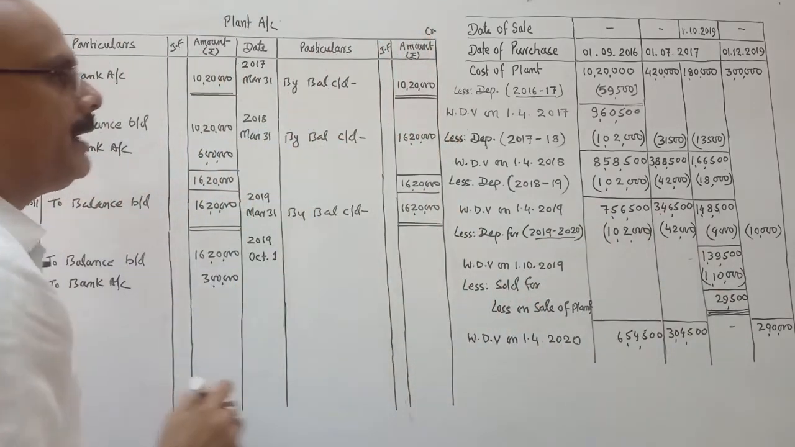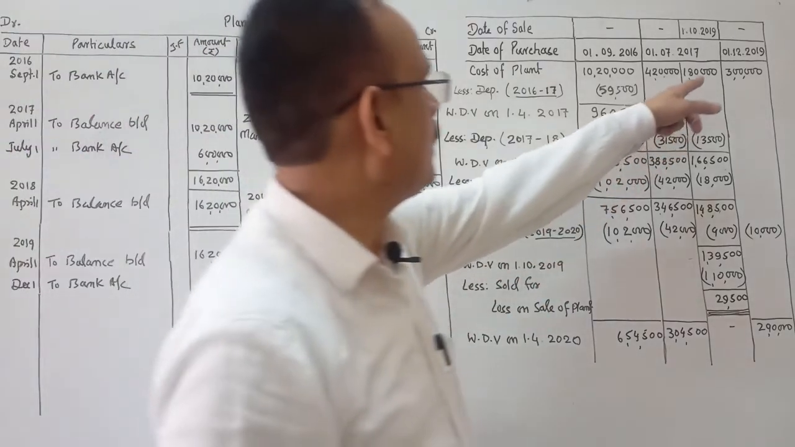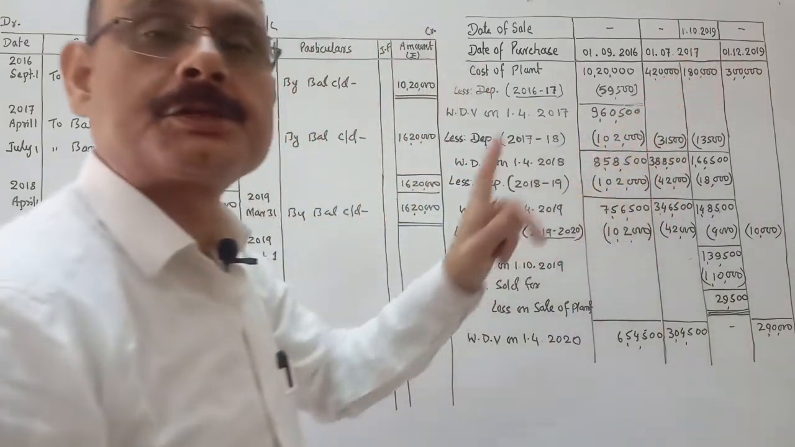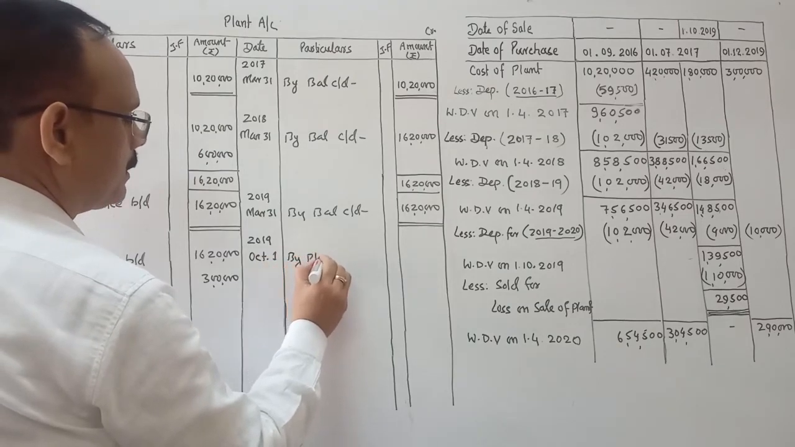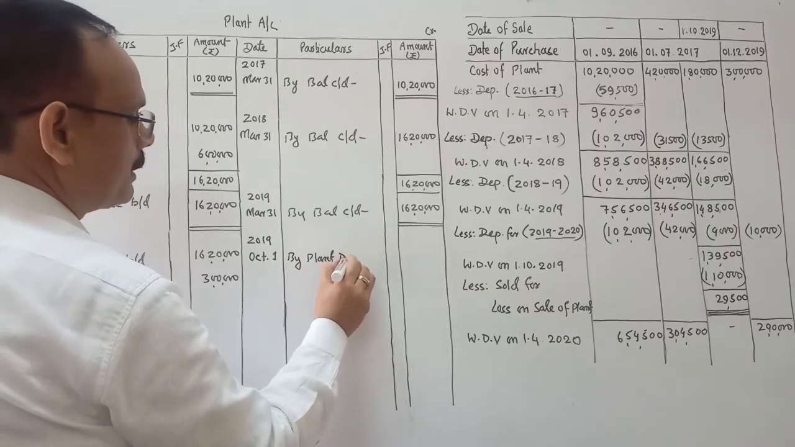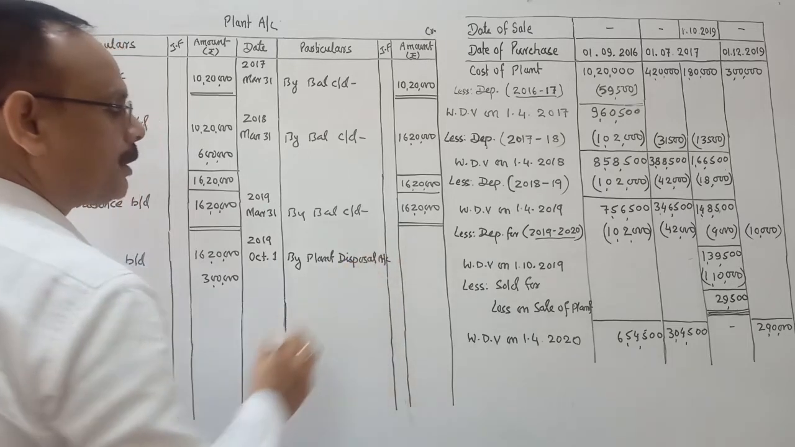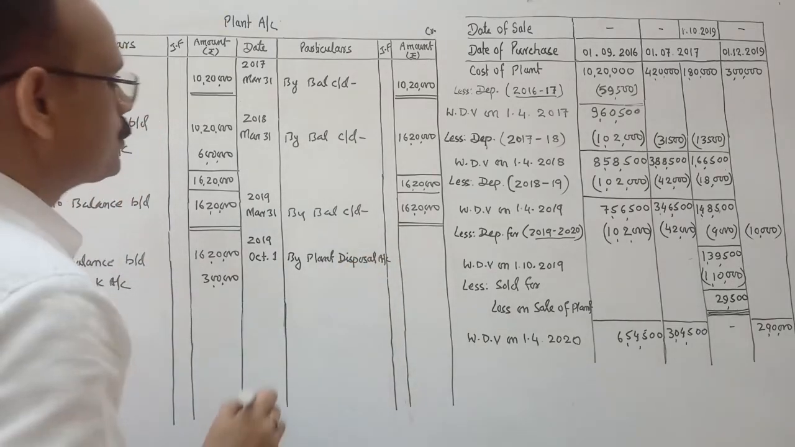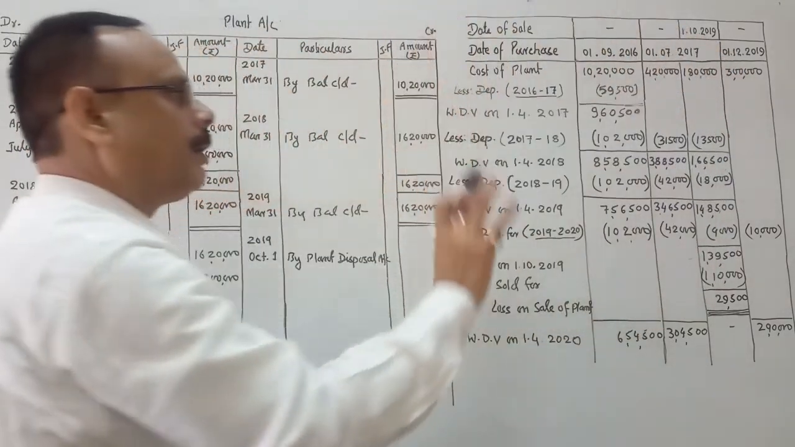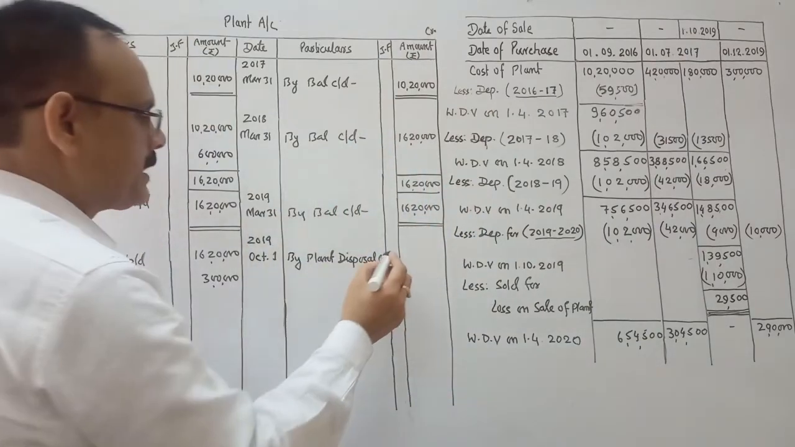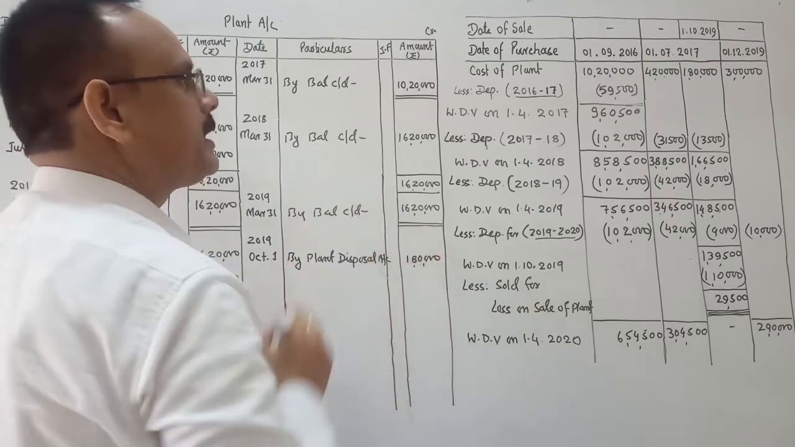So when it is requested to prepare the plant disposal account, this entire value will be transferred to the plant disposal account. Here we will write by plant disposal account. A separate ledger will be prepared to find out the profit or loss on the sale of plant. So the original cost of the plant, 1,80,000, the full amount will be transferred to the plant disposal account.